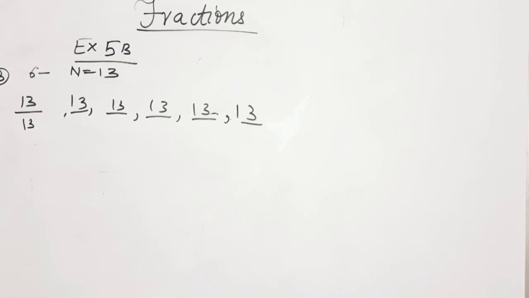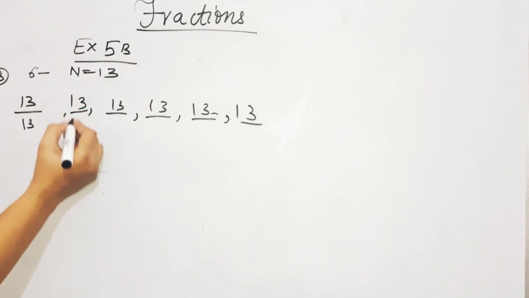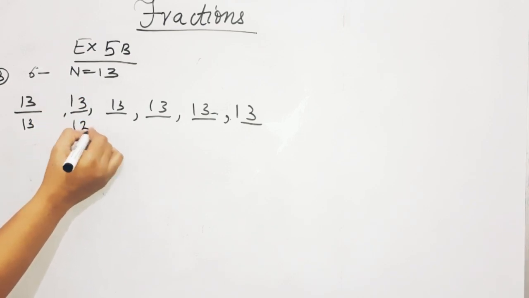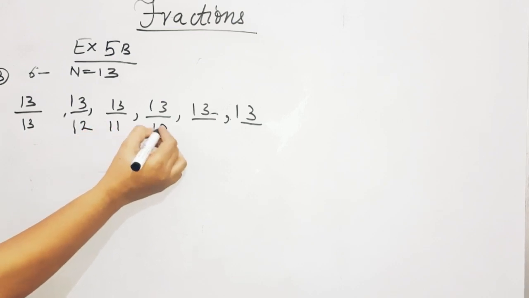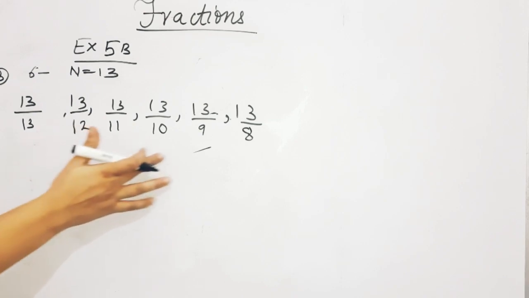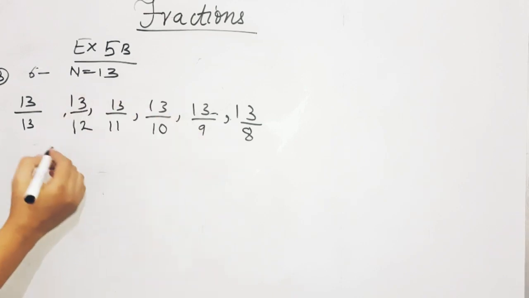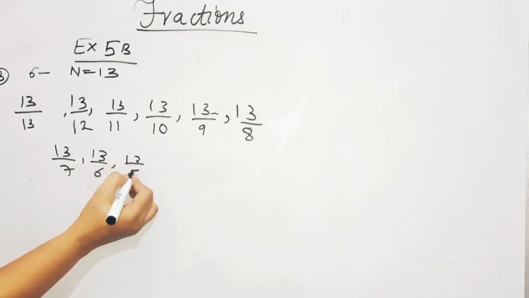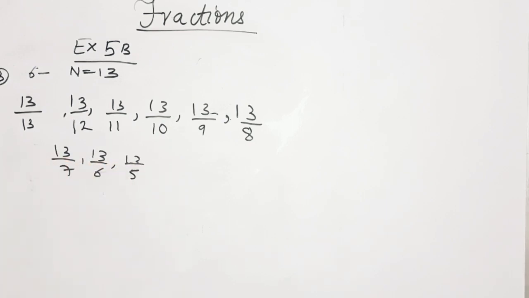Now the next improper fraction can be, numerator बड़ा है तो 13 से छोटे सभी नंबर्स आप लिख सकते हैं, 13/12, 13/11, 13/10, 13/9, 13/8. So there can be so many, और भी हो सकते हैं, like 13/7, 13/6, 13/5. So it's totally up to you. You have to write 6. Only 6 improper fractions you have to write. Now question number 3 is also done. Question number 4 is also done.